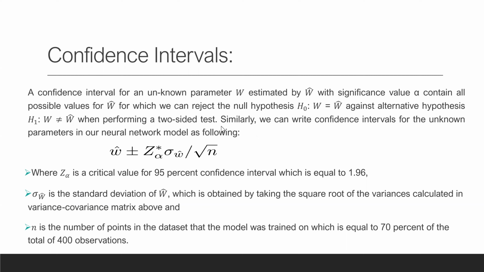Similarly, we can write confidence intervals for the unknown parameters in our neural network model as follows, where Z of alpha is a critical value for the 95% confidence interval, which is equal to 1.96, and sigma of W hat is the standard deviation of W hat, which is obtained by taking the square root of the variances calculated in the variance-covariance matrix in the previous slide. And N is the number of points in the data set that the model was trained on, which is equal to 70% of the total of 400 observations.